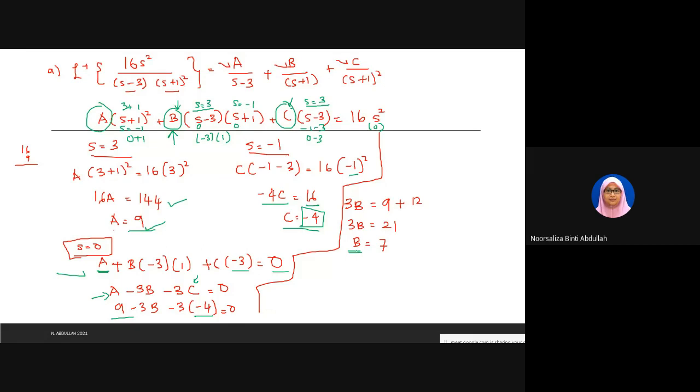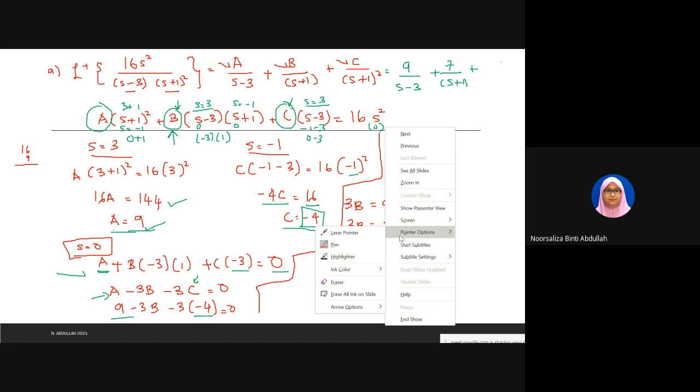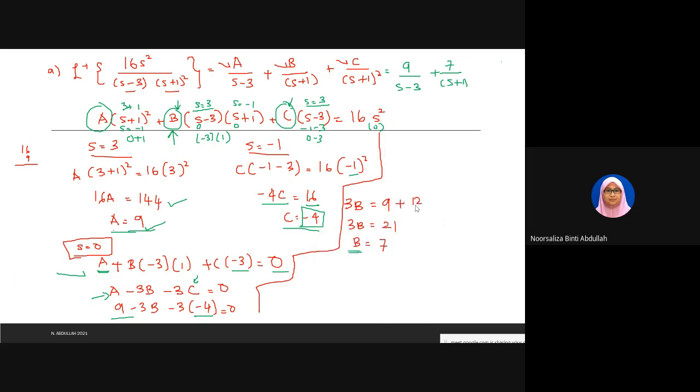Okay? So you now have the value of A, the value of B and the value of C. You substitute A, B, C into the expression above. So now you have A, what is A? 9 over S minus 3 plus B, 7 over S plus 1, plus C. C is minus 4, so here will be minus 4 over S plus 1 square.